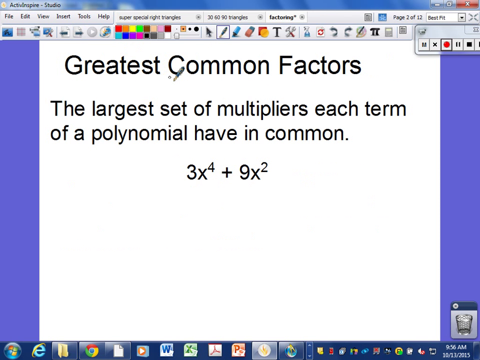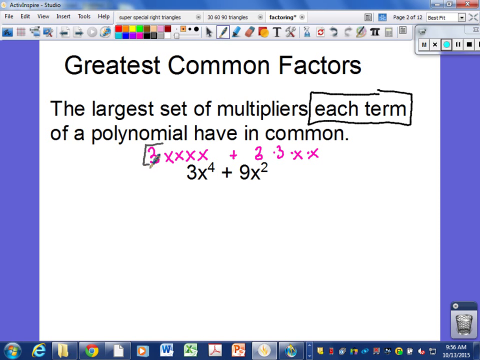So, greatest common factors. The greatest common factor is the largest set of multipliers each term has in common. Each term must have it in common in order for you to be able to, quote unquote, factor it out. There's lots of ways to do this. There is the elementary way. We can expand. So 3x to the fourth is 3 times x times x times x. And 9x squared is 3 times 3 times x times x. You don't have to do this every time, but this is a very elementary way of looking at it, because the things that they have in common are what you're able to factor out.